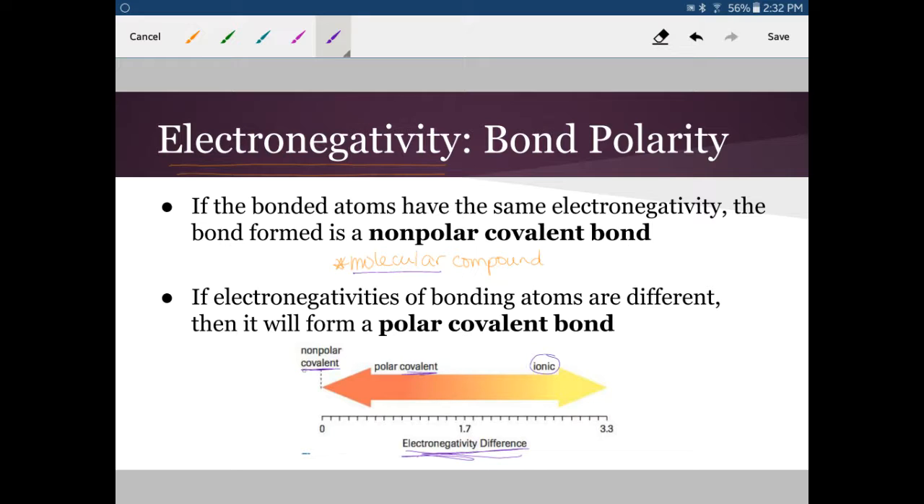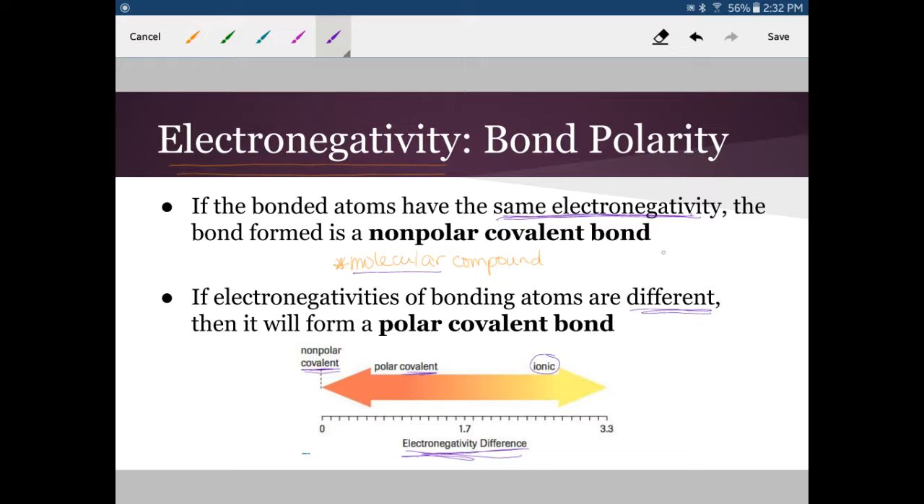Now, if it's nonpolar covalent, we have equal sharing of electrons, or its atoms have the same electronegativities. So if atoms have the same electronegativities, then a nonpolar covalent bond is formed. If the electronegativities of the atoms are different, and they're not so different that it's ionic, we get what we call a polar covalent bond.